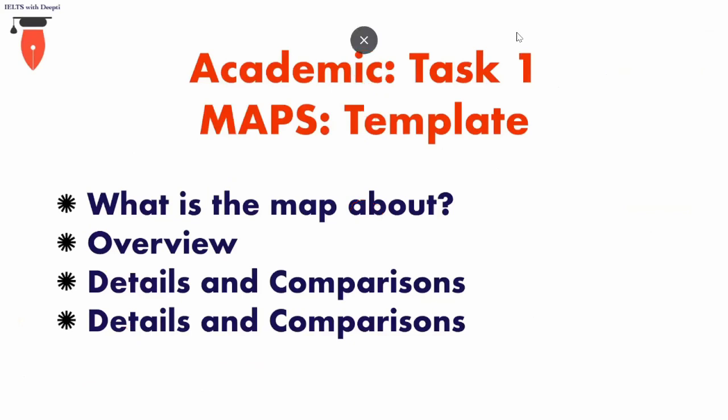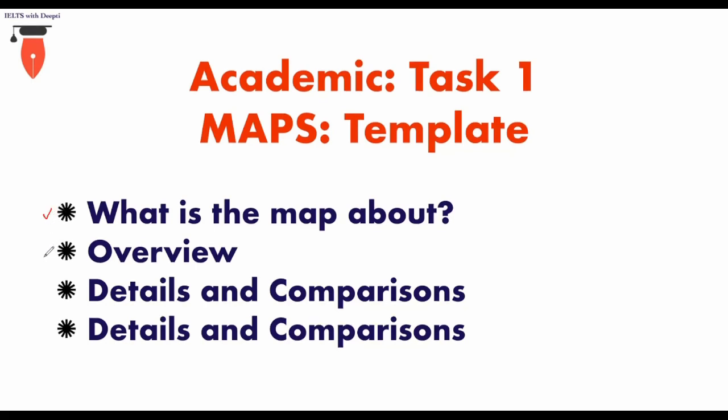Now when we look at the template of how do we write, we'll quickly go through this template, and more details about this we will do in another video. So in the first paragraph you will write what the map is about, then you'll give an overview, as in some highlights that you want to mention that are clearly visible. Then you can also write about the details and comparisons in the body paragraphs.